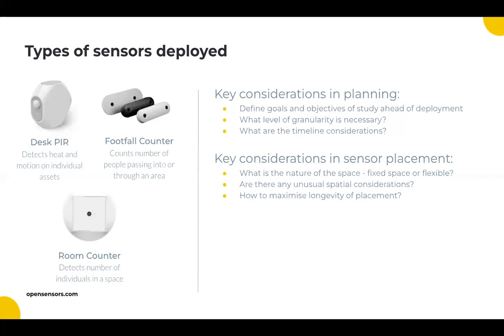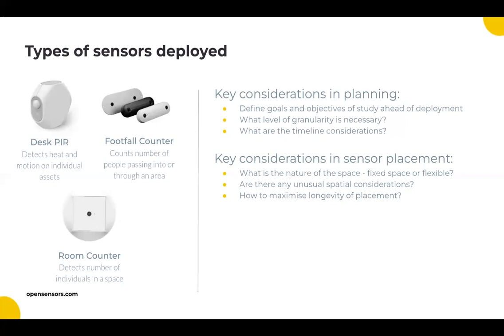And the final type of sensor we're going to look at and discuss today is the footfall counter. And these typically sit above doorways or entrances and exits, and they count how many people go in and out, and then you can get a very macro high-level view of how your spaces are being used.